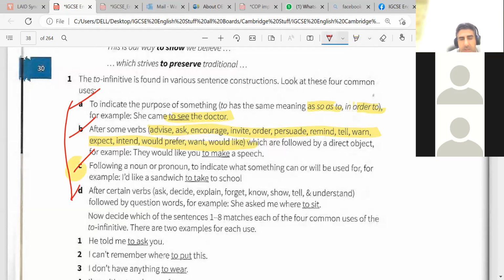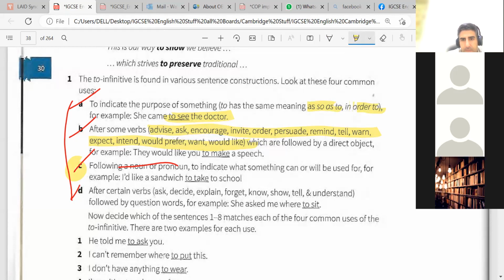What about C? Can you read it, Khalid, please? You can write to infinitive after a noun or pronoun, to indicate what something can or will be used for. For example, I would like a sandwich to take to school. I'd like a sandwich. Why? To take to school. I'd like a pen. Why? To write my homework.